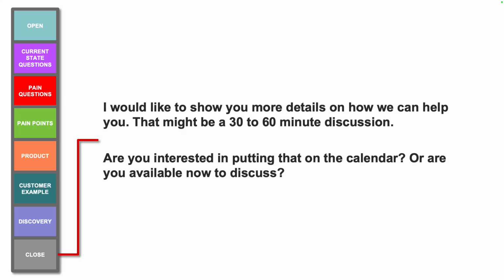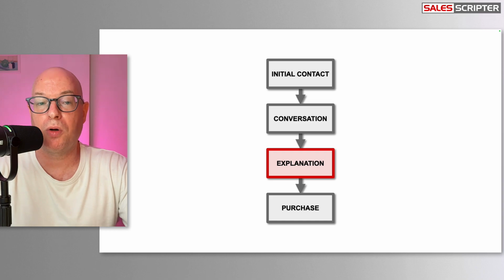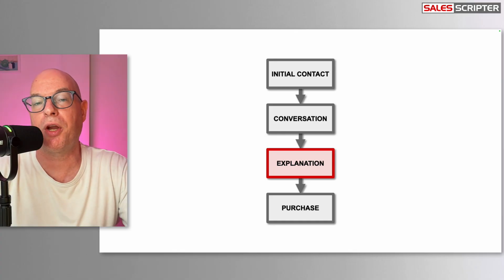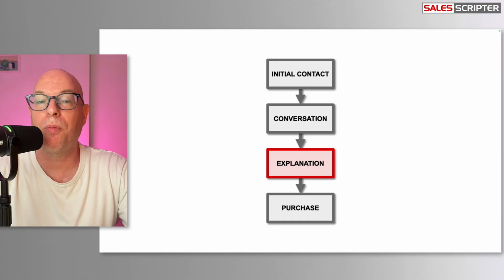And the close at the end of the conversation or the meeting is not to try to get the prospect to buy from you. It's to try to get them to move to the next step of the sales process and agree to a presentation or a demonstration. And at that point, you progress in the sales process to the step that we refer to as the explanation. This is basically where you are explaining how you or your product can help the prospect.